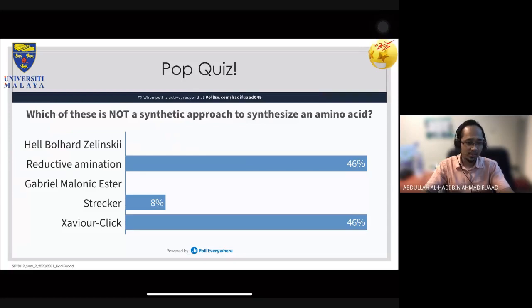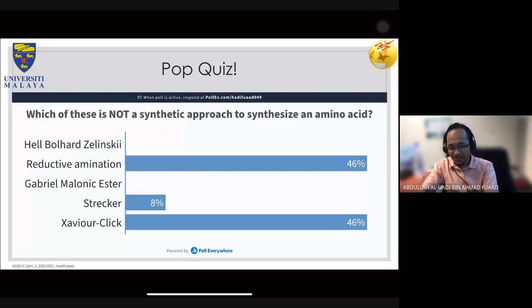Thank you for participating. The answer is Xavier Click. Okay, so Xavier Click, I'm not sure if it actually exists. That is a name of a synthesis that I created when I created this question. Xavier means it's Professor Xavier, so X-Men. Okay, and Click I just put it in so that it sounded like a chemistry thingy. Okay, but Click is not a synthetic approach.